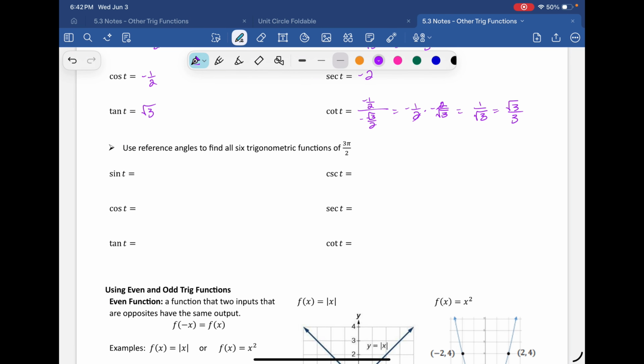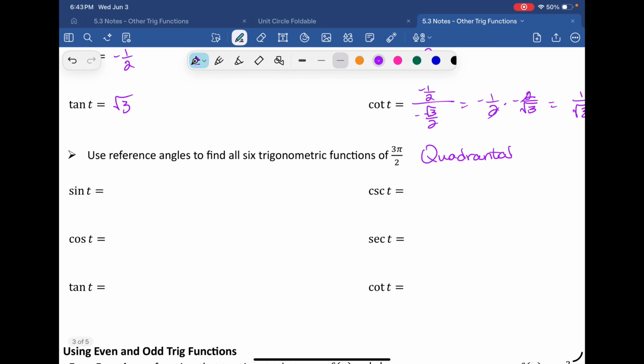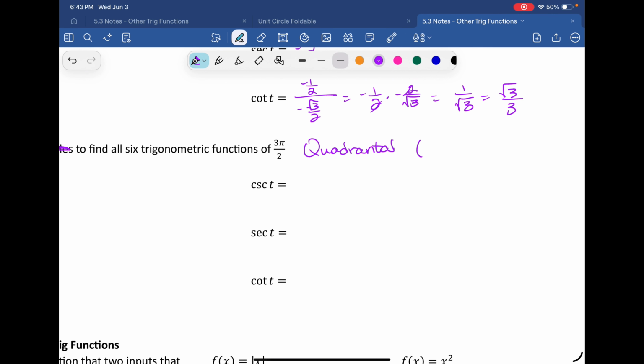Use reference angles to find all 6 trig functions of 3 pi over 2. So 3 pi over 2 is quadrantal. And the key feature of a reference angle is that the angles have to be acute. So this is not going to have reference angles. If it's quadrantal, our angles are either going to be 0, 90, or 180. It's not going to be anything else. It cannot be acute. Okay, but I do know where 3 pi over 2 is on the unit circle. It has an ordered pair of (0, -1), which is all I need to know.